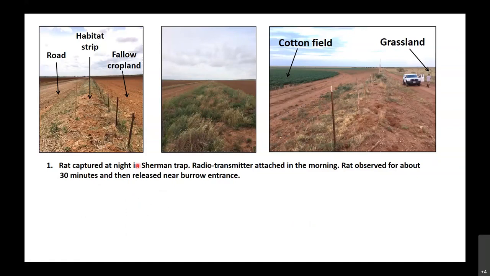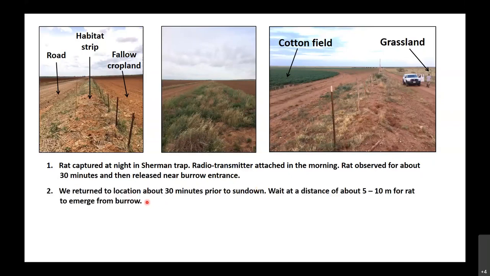And so let me just go through the process of doing the telemetry. So we would trap the kangaroo rats at night in Sherman traps, and then return in the morning, about at daybreak, attach a radio transmitter, and then keep the kangaroo rat in a bucket for about 30 minutes or so, just to monitor how well it's accepting the radio collar, the radio transmitter. And then we would release the kangaroo rat near the burrow entrance like that video showed.